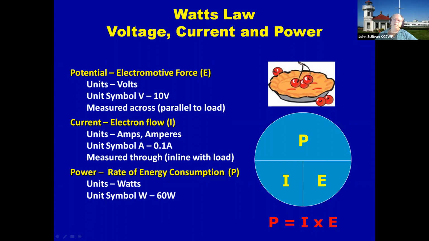So you put the P over the I and the E and draw that same circle, and you use it the same way. If you want to find P, you put your thumb over the P, and you'll see that it's I times E. If you want to find E or the voltage, you put your thumb over the E, and you see that you have P above I, so you divide power by current. If you want to find current, put your thumb over the I, and you see you have a P over an E, you divide power by voltage. So that's the handy tool for remembering that.